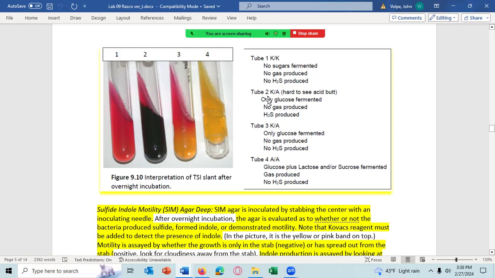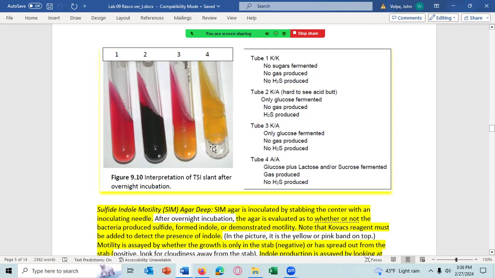Anyway, so that's K over A or negative over A, meaning it's yellow, so acid has been produced. That means at least one of the sugars has been fermented. We'll talk a little bit more about what's going on there. And let me say it's black, so hydrogen sulfide is produced. There is no bubble. There's no breaking of the agar. And so we're saying there's no gas being produced.